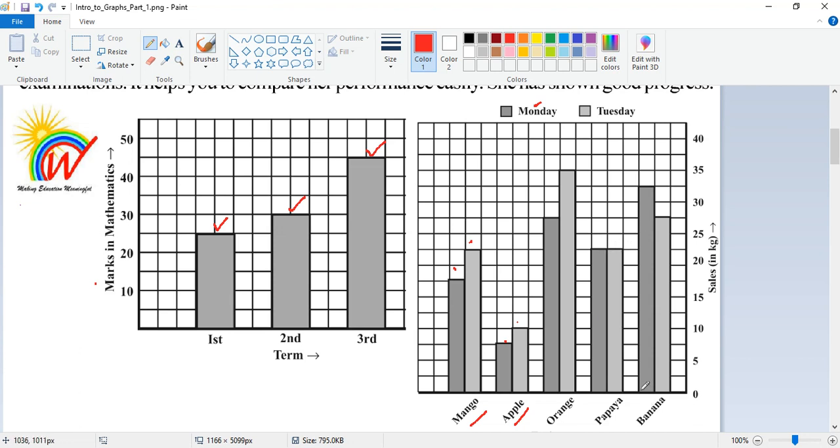And banana, it has reduced. Mango, apple and orange, it has increased. Monday it was less, Tuesday it has gone up. Apples, Monday it was less, Tuesday it has gone up. And oranges also have gone up on Tuesday, right? But papaya remains the same. Banana has gone down, right? So now you should know that this is a single bar graph, this is a double bar graph. You just represent the data in terms of a bar.